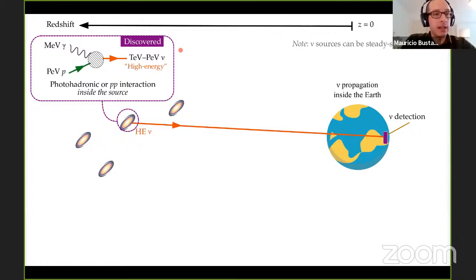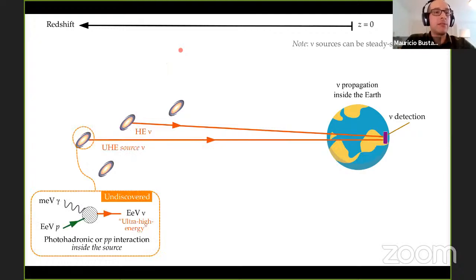But there are a couple of other fluxes that have not been seen yet. And the first one is the source of even higher energy neutrinos. So we were talking before about up to PeV neutrino energies. Now we're talking about EeV neutrino energies coming directly from the sources. We have not seen them yet, but they've been predicted for, as I said, a few decades at this point.